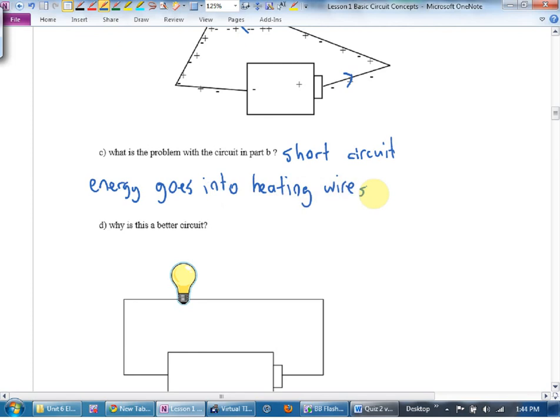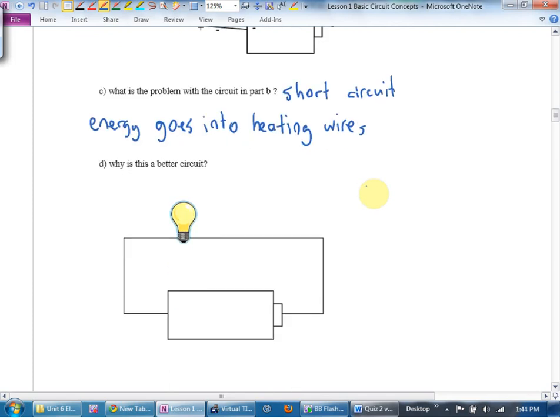Why is example D a much better circuit? The vast majority of the energy will go into heating that light bulb, causing the light bulb to light. Or if you want to go to the ski hill analogy, we get off the chairlift, go down a ski run, get to the bottom of the chairlift. We have a lovely ski run that works.